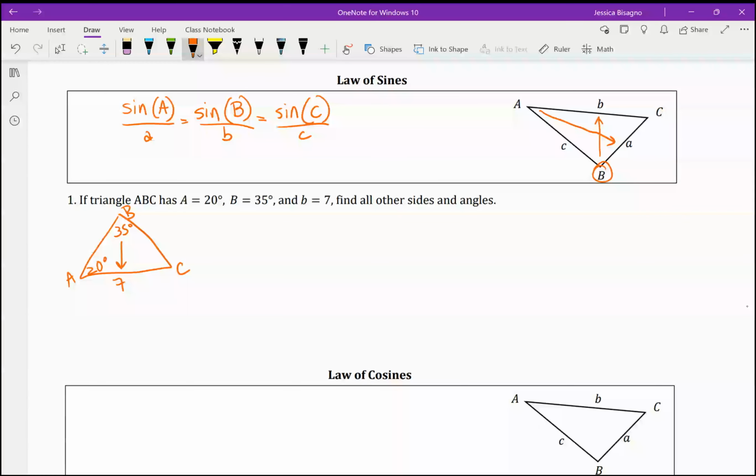Okay, so I would do, this is going to be side length A. It's across from angle A. And this would be side length C. It's across from angle C. So it's going to be sine of 20 degrees divided by A is equal to sine of 35 degrees over 7, which is equal to sine of C over side length C.